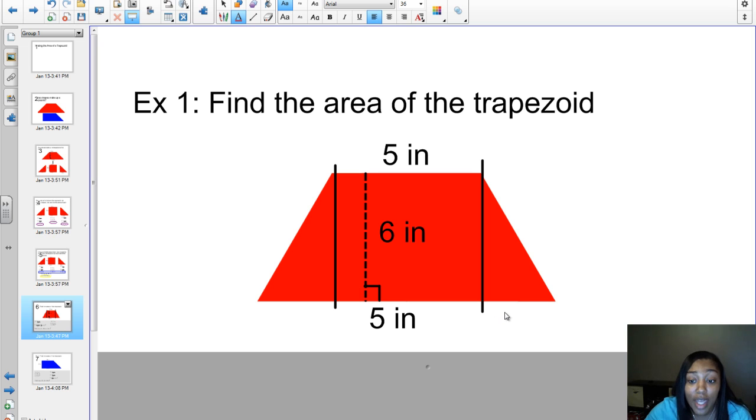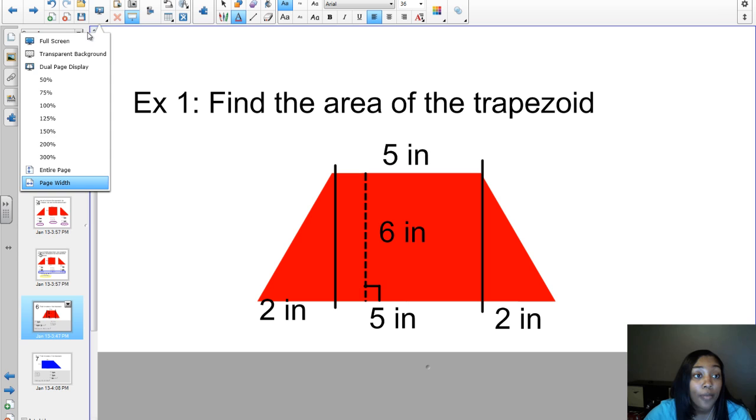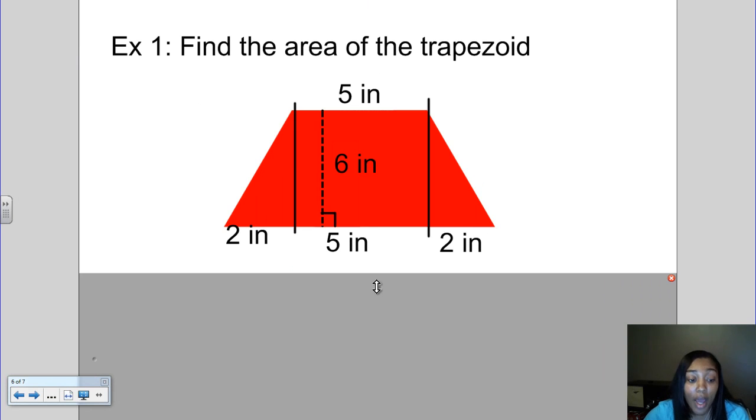So that means that this has to be 2 inches, and this also has to be 2 inches. And then I know that the height of the rectangle and the height of the triangles will be the same. So they all have a height of 6. So now I want to find the area.